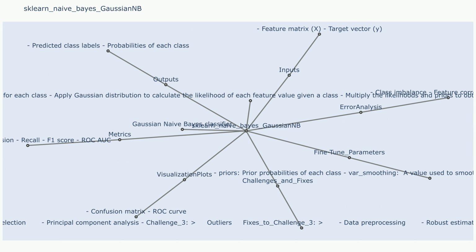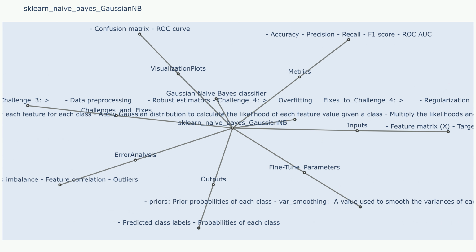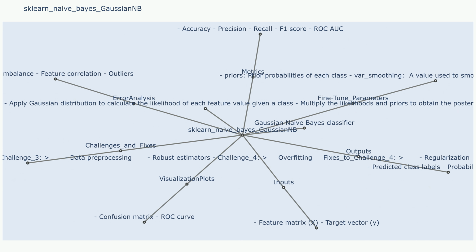Challenge 2. Outliers. Outliers can significantly impact the mean and variance calculations, leading to inaccurate predictions. Sample use case. A dataset with a few extreme values in a feature, such as age, having a few individuals with very high ages. Fixes. Data preprocessing. Remove or impute outliers before training the model. Robust estimators. Use robust estimators for mean and variance calculation that are less sensitive to outliers.